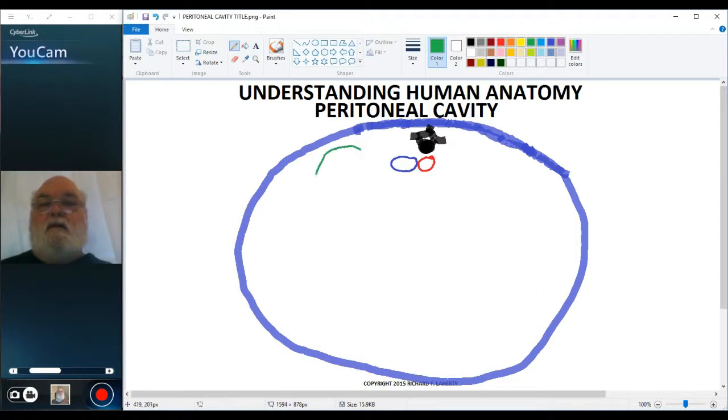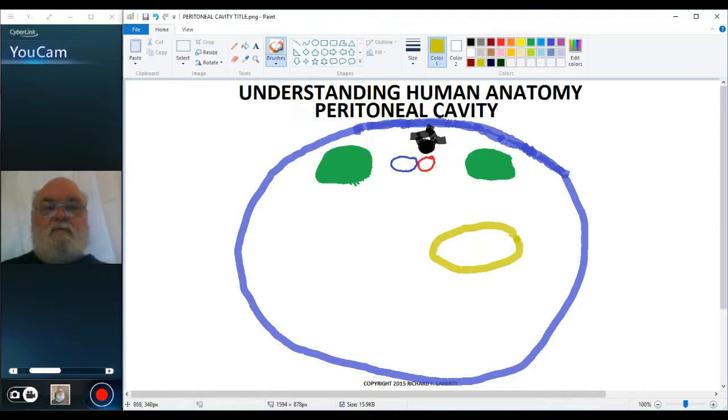and then we'll put the kidneys in. And the stomach will have moved to the left and become more horizontal. So we're going to draw the stomach looking like this. And the liver will move to the right. As the stomach moves to the left, the liver moves to the right. So we'll draw the liver in like so, and then color it.